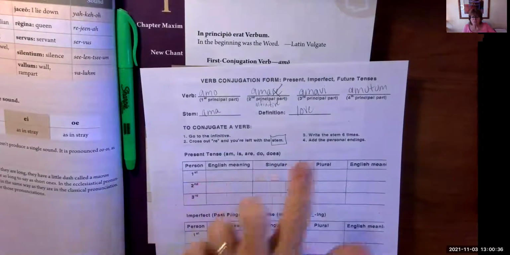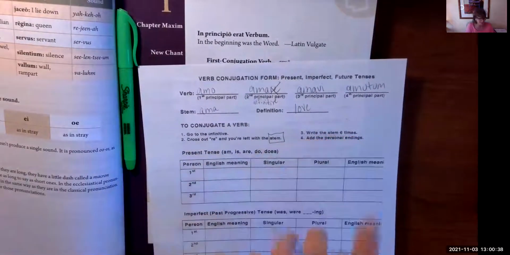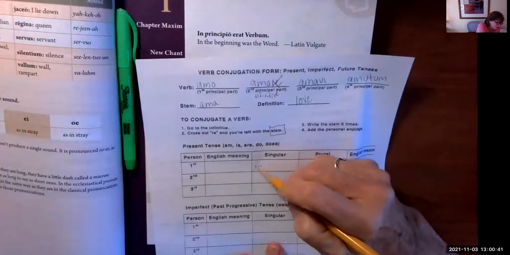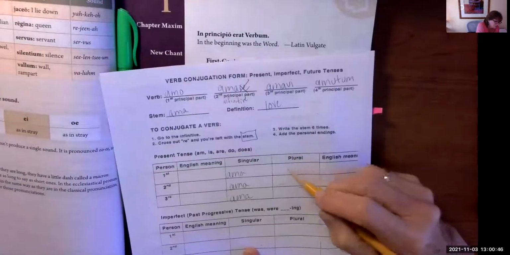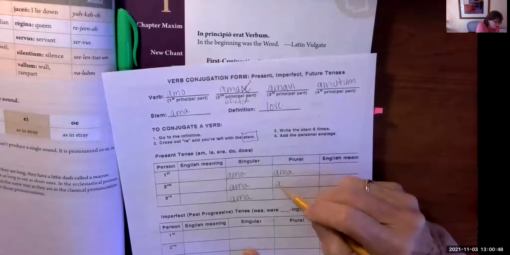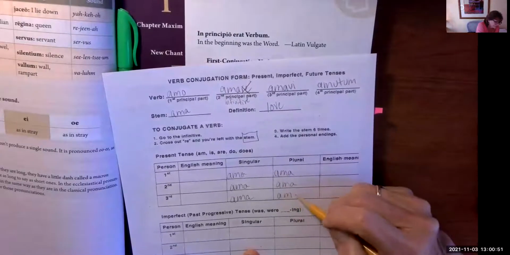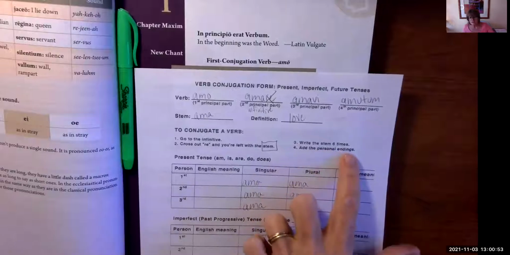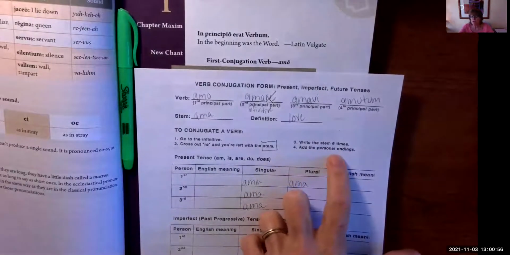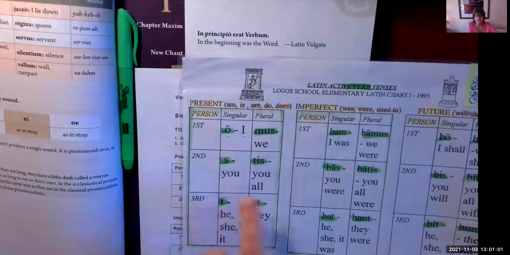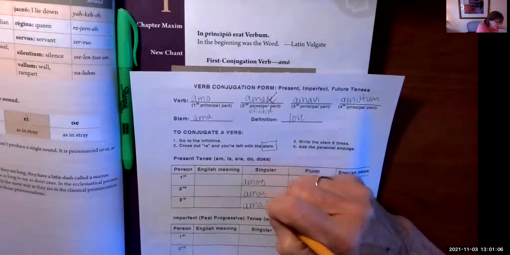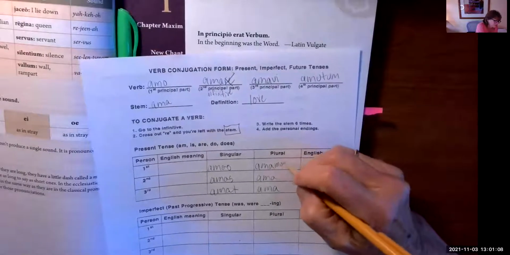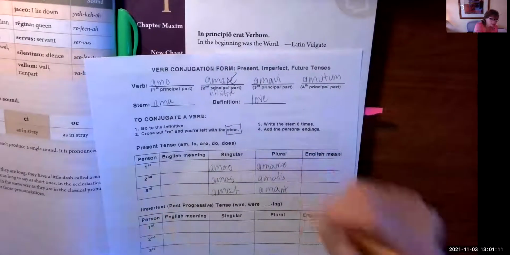Stop. Okay. So anyways, then we write the stem 6 times. So AMA 6 times. 1, 2, 3, 4, 5, and 6. Okay. Write the stem 6 times and add our personal endings. Our what? Personal endings. What are they? O, S, T, MUS, TIS, and NT. So go ahead and write that in.